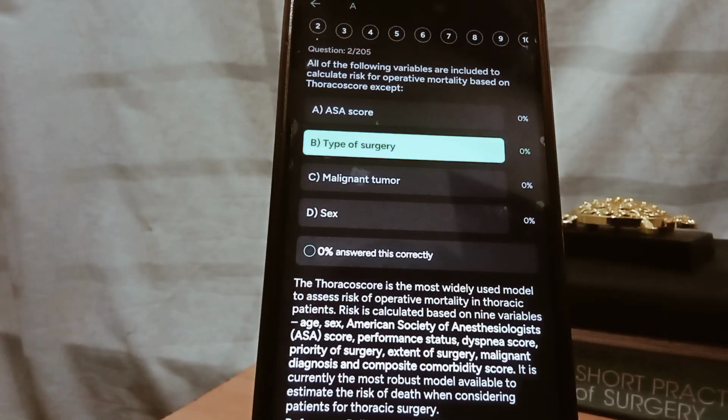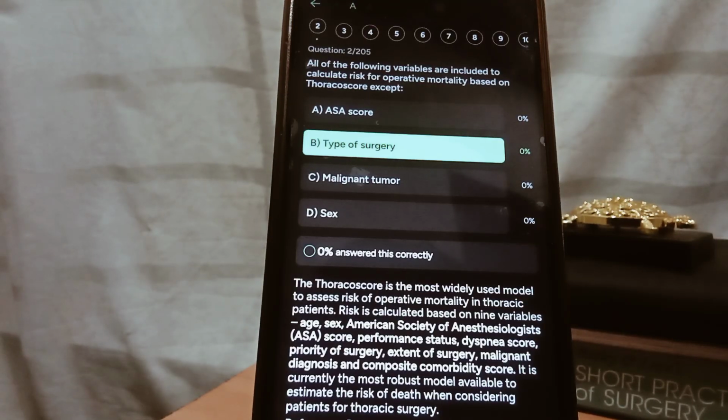So the risk is calculated based on 9 variables: age, sex, ASA score, performance status, dyspnea score, priority of surgery, extent of surgery, malignant diagnosis, and composite morbidity score.